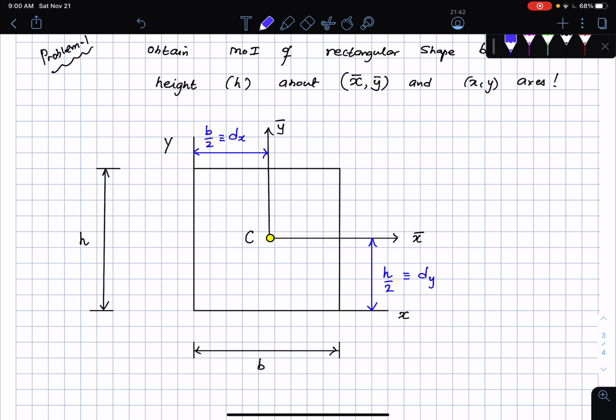Now, before I go ahead and use the parallel axis theorem, I'm going to use the idea of integration here. Look at this. Let me take a very small area element, which I'm defining here. This is an infinitesimal area element within the rectangle, which I'm calling dA, which I can give as a product of dx times dy.